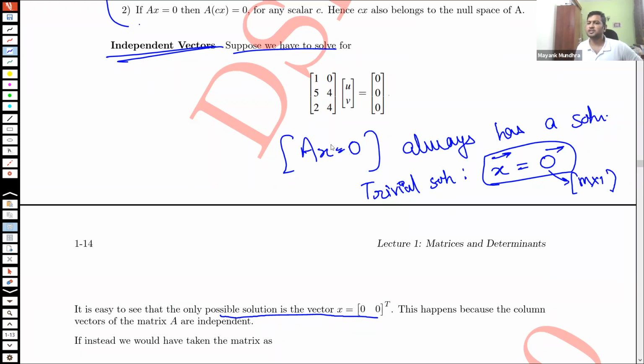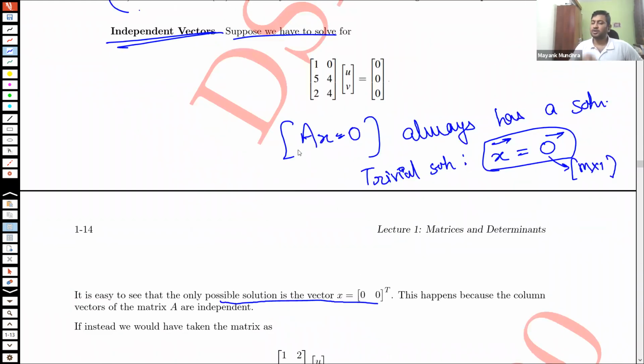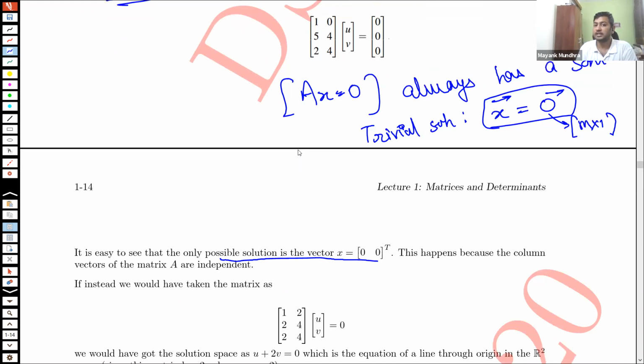Okay, so this trivial solution will always exist. For x equals 0, this thing will always have a solution. So the null space of a matrix always has the 0 vector in it. Now the question is, can there be solutions other than this 0 vector? The 0 vector is always a solution for any Ax equals 0. Give me any matrix A, Ax equals 0, x equals 0 will always be a solution. That part is the trivial solution. The interesting part is, is there some vector other than the trivial solution which can be the solution for Ax equals 0?